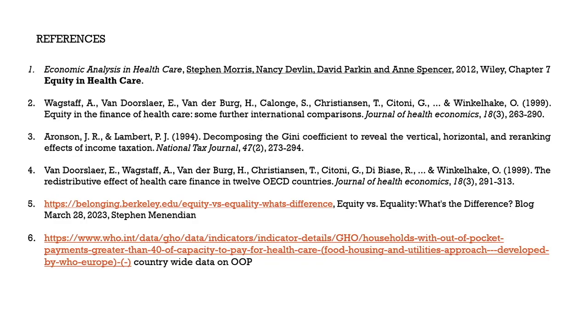So, for this lesson, I have extensively referred to chapter 7 in the book Economic Analysis in Healthcare, the chapter titled Equity in Healthcare. I have referred to some of these papers, Wagstaff and others, Aronson and others, and Van Doorslaer and others. These papers appear in the Journal of Health Economics, National Tax Journal, and also Journal of Health Economics. And a few websites that I have referred to include the WHO database on out-of-pocket expenditures and the blog to bring out the distinction between equity versus equality.